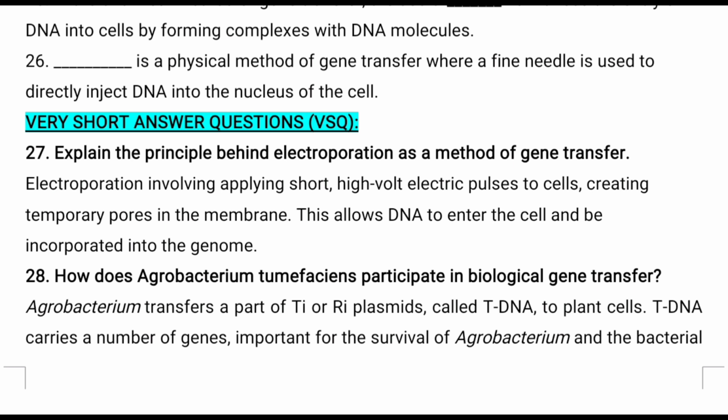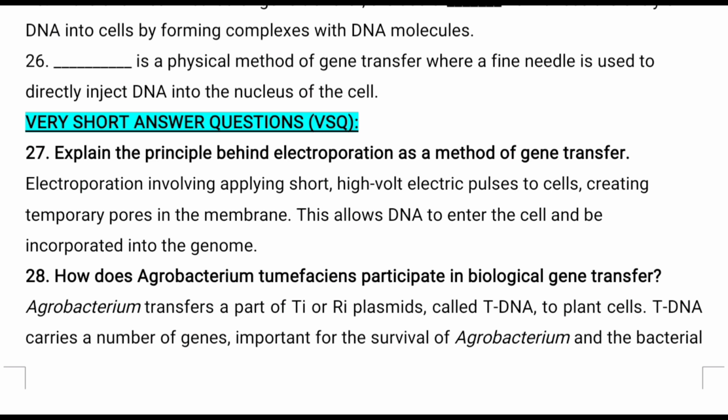They belong to the very short answer type of questions. You have to give the answer in a short manner, a single line or a definition. Let's see the first question. Explain the principle behind electroporation as a method of gene transfer.